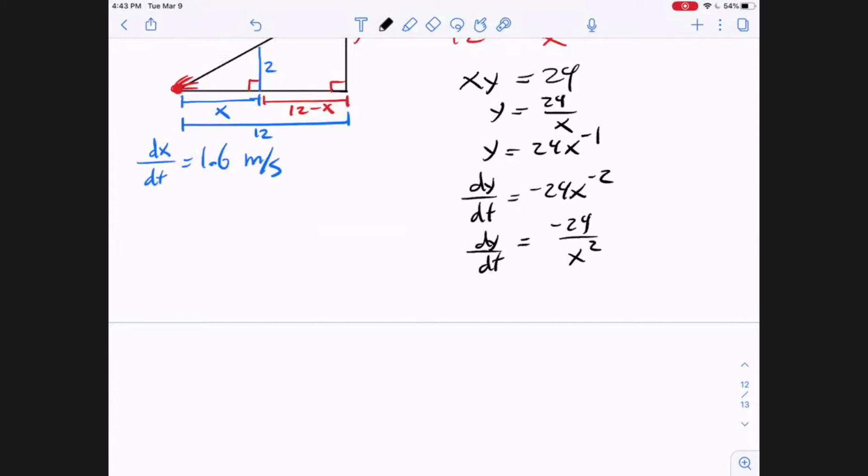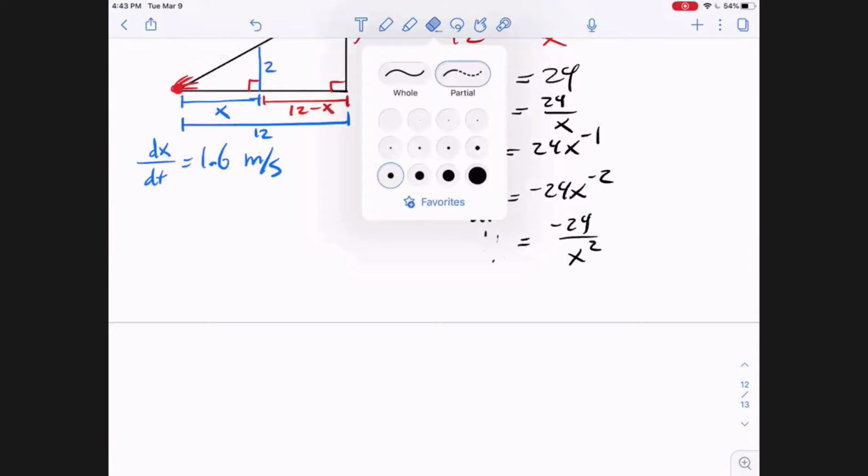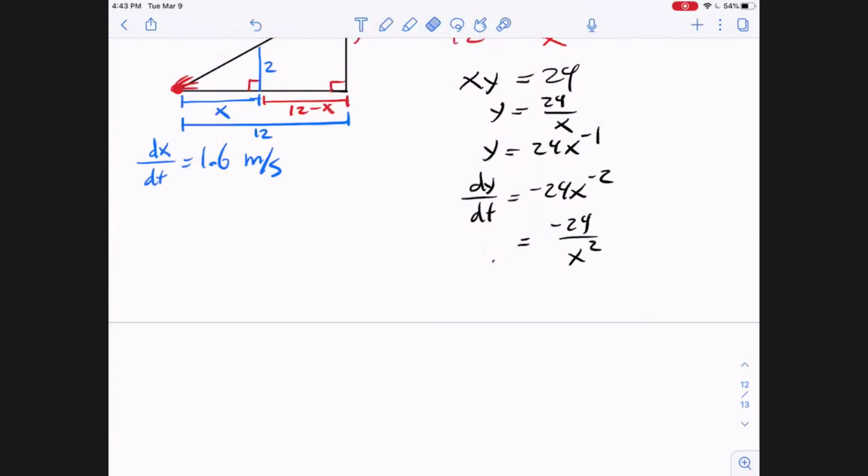Oh, I forgot to take the, hold on, I messed this up. I forgot to, when I took the derivative. When I take the derivative with respect to t, the derivative of x is dx over dt there, right? So negative 24 over x squared times dx over dt. Now I can plug in what I know.